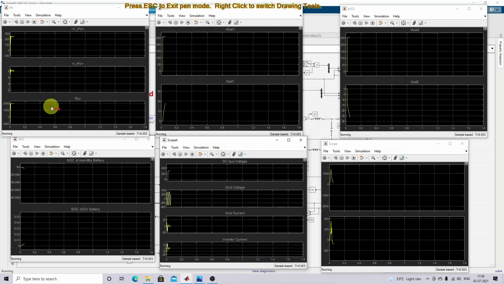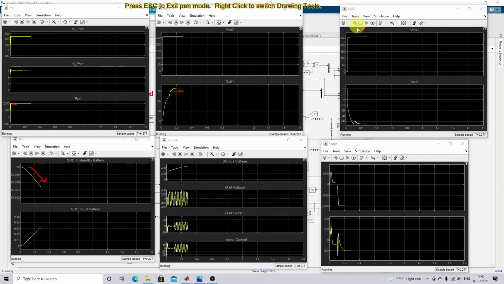So now you can see that the PV power is around 2000, right? This one is known as the stationary battery voltage and current. Because of 90% SOC, the battery goes to discharging mode. Okay, and also you can see that the PV power is around 2000 watts. Now we can see that this is the grid current and this is the inverter current. Now you can see the SOC of the standby battery decreases from 90% because it is in discharging mode.